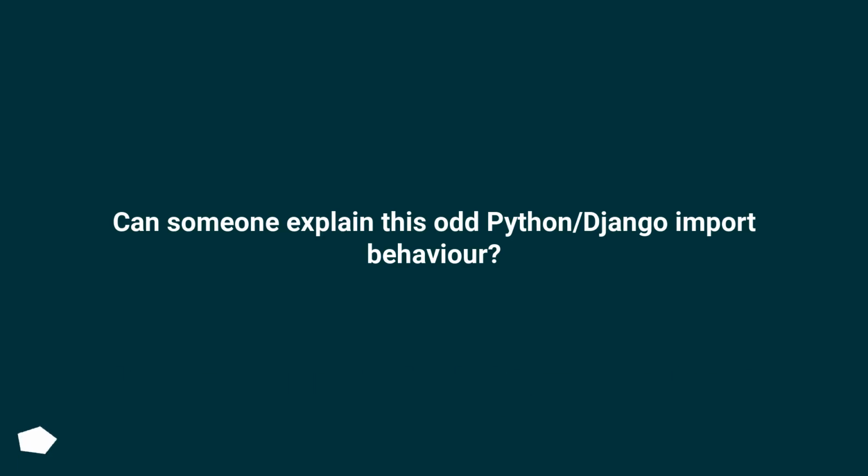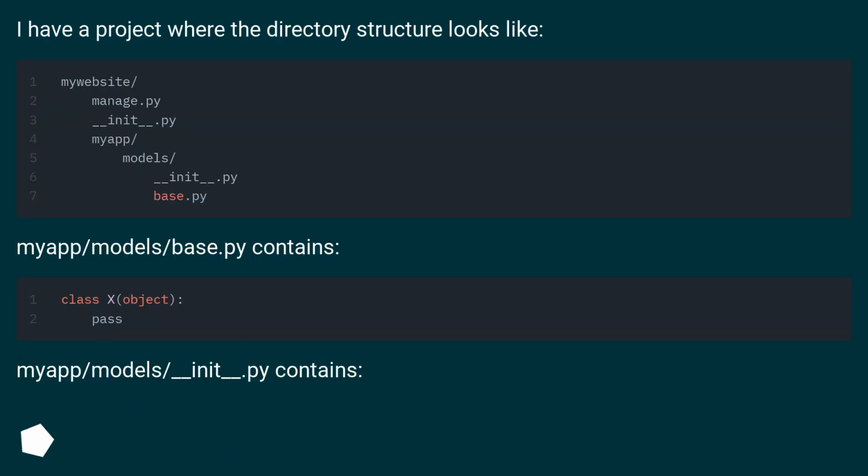Can someone explain this Python/Django import behavior? I have a project where the directory structure looks like this. myapp/model/base.py contains this, and myapp/model/__init__.py contains this.